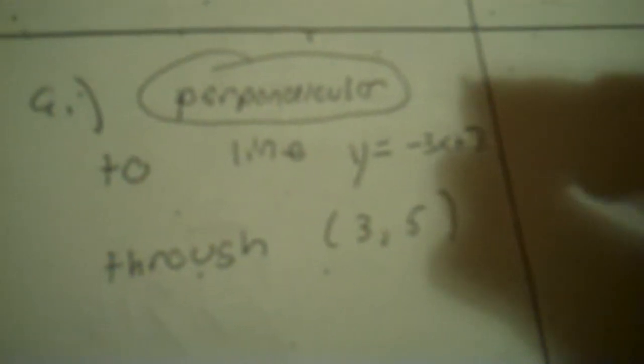Now, perpendicular, different than parallel by a couple things. Perpendicular to the line y equals negative 3x plus 7 through 3, 5. B.